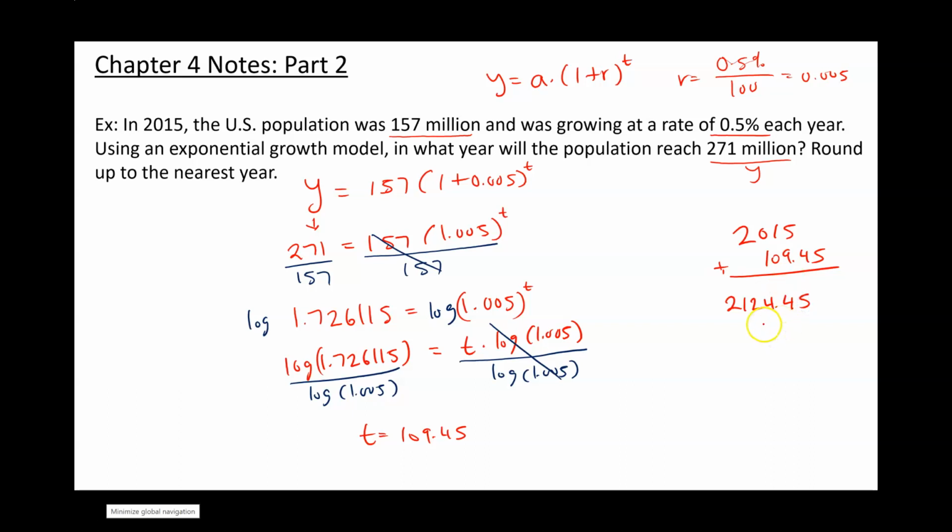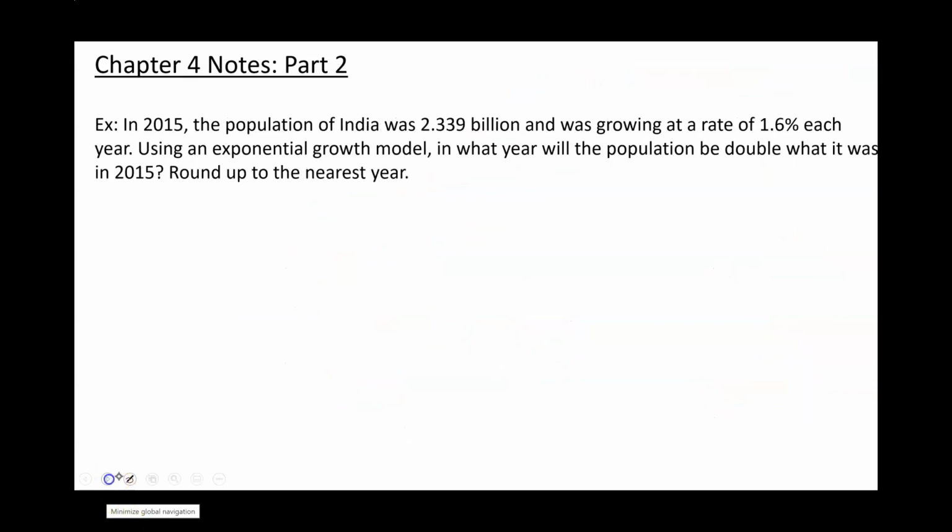Normally, you would round this to 2124 because 0.45 you would round down. However, in this case that would be incorrect because by 2124 the population has not quite reached 271 million. It reaches 271 million at 2124.45 years, so almost half the year has to pass. So if you round down, we haven't reached 271 million. So in this case, you would round up to 2125. Okay, and then this last problem we are going to skip because it's very similar.